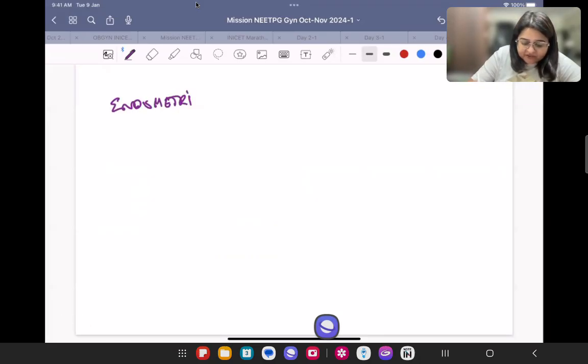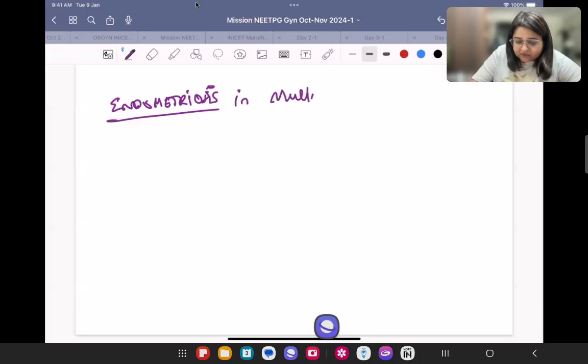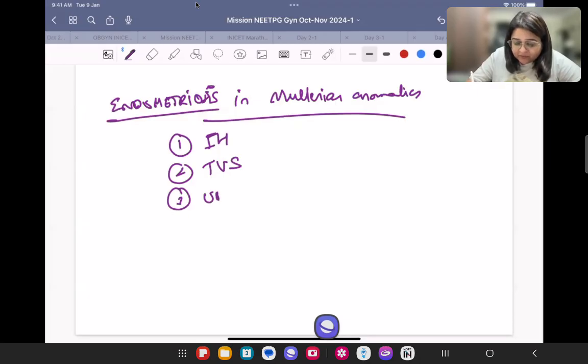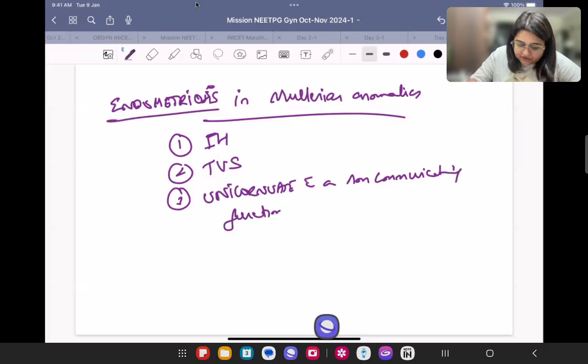Endometriosis, and we will discuss endometriosis in detail in some time, but endometriosis in Mullerian anomalies, कहाँ देखोगे? Can you help me list it out now? So whenever there's an obstruction, so let's start. We have imperforate hymen. Then we have transverse vaginal septum. Help me. Unicornuate, not plain unicornuate, but unicornuate with a non-communicating functional rudimentary horn. है ना?